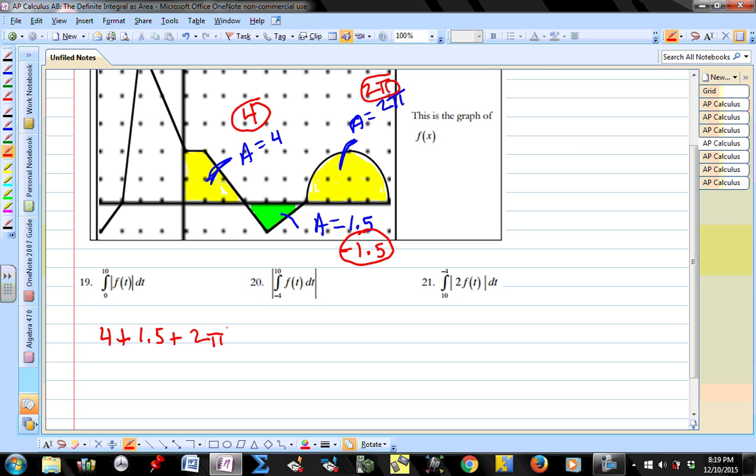So you add these together, and the integral from 0 to 10 of the absolute value of f of t is going to be 5.5 plus 2 pi. So for finding the integral of an absolute value, you look at each region independently, take the absolute value of each value, add them together. Okay, why don't you try number 20 on your own. Pause the video. When you're ready to check the answer, press play, and we'll see how you did on number 20.